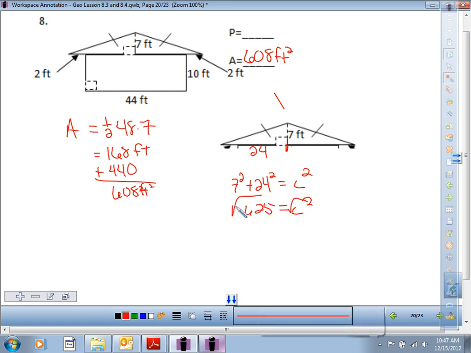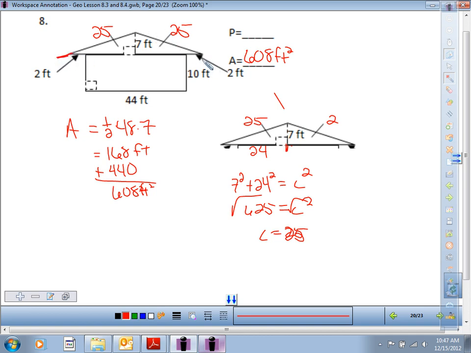So the square root of 625 is 25. So c is 25. All right, so what we have here is this side is 25, and this side is 25, so we put that back in our original drawing, and now we can go calculate perimeter. Now again, it's just adding around the horn, so I'm going to mark where I started. I'm going to go 25 and 25 to start.